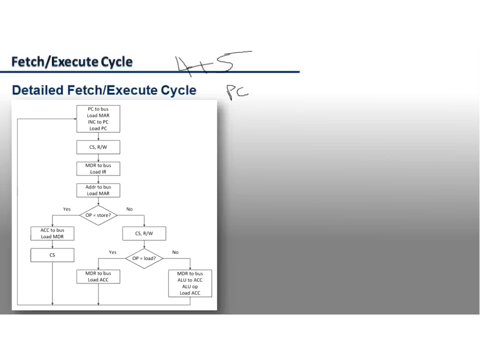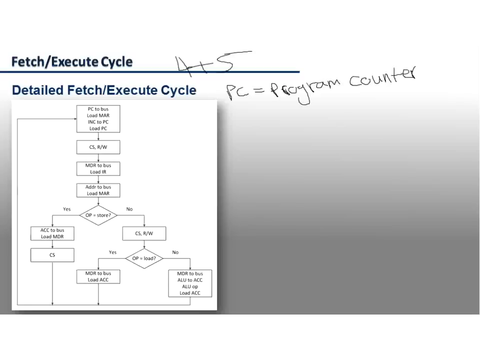It's called PC. It is a program counter. What does the program counter do? It'll decide which instruction will go next. So the first thing that the PC will do is go to the bus and ask, is there anything in the memory for us?